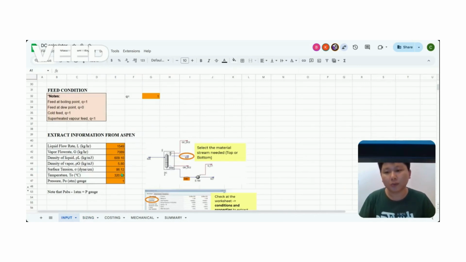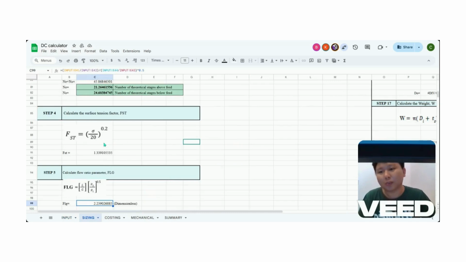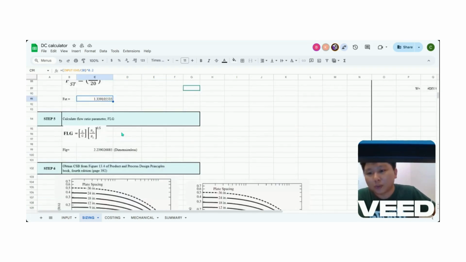So for example, the surface tension value here is 86.12 dyne per cm. So we just input the value, divide by 20, then raise to the power of 0.2. So we managed to get a value of 1.339 for FST. So next we'll proceed with the flow ratio parameter.